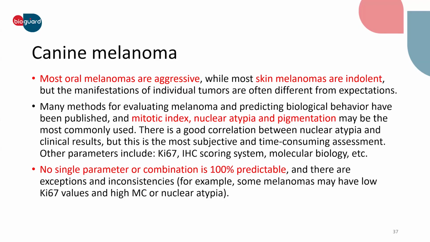But here's the challenge. No single test is 100% accurate. For example, you might see a melanoma with a low Ki-67 index, but still high mitotic activity or severe nuclear atypia. So with melanoma, the best approach is to look at multiple factors and always interpret them in the context of the clinical case.